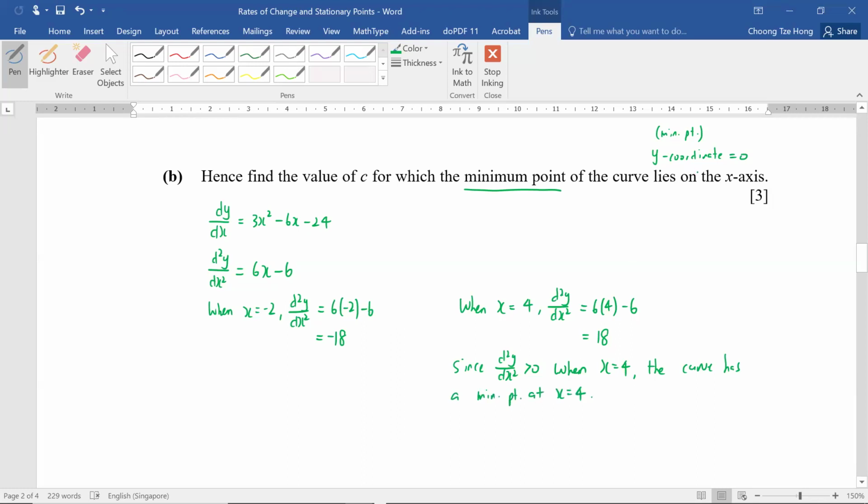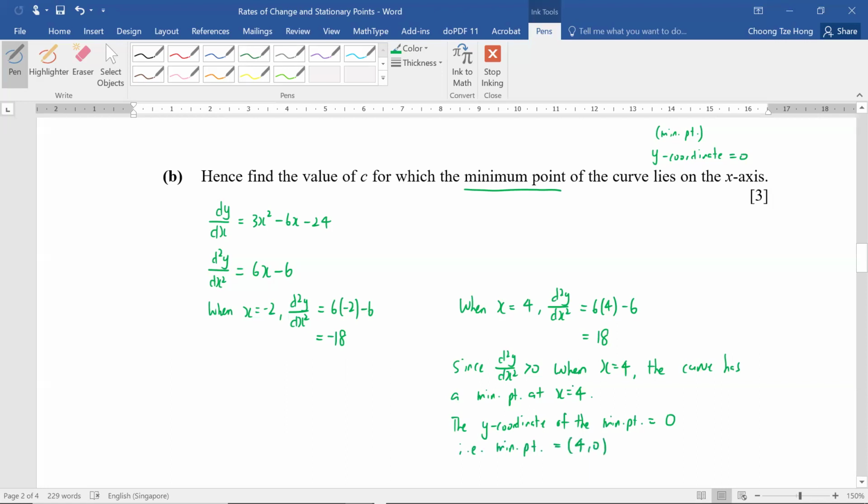Based on this, we can also find out the y coordinate of the minimum point is 0. So we know the coordinates of the minimum point to be (4, 0) already. So what we can write is the y coordinate of the minimum point equals 0. In other words, the minimum point is equal to (4, 0).